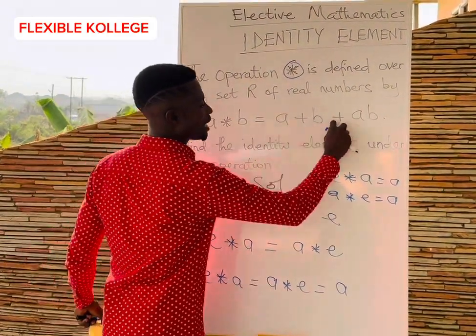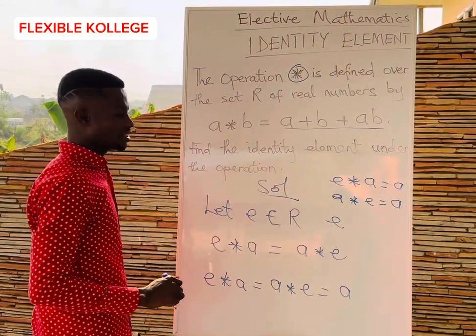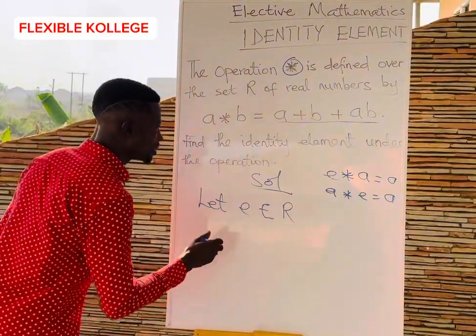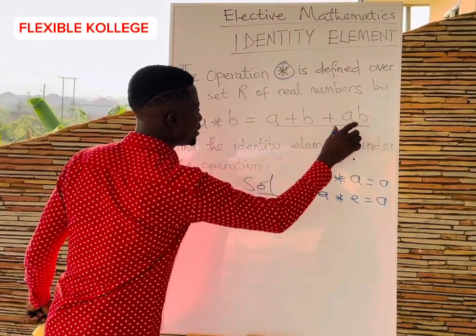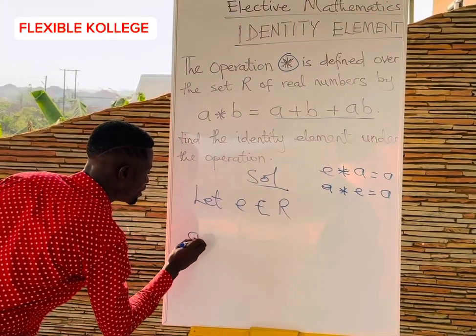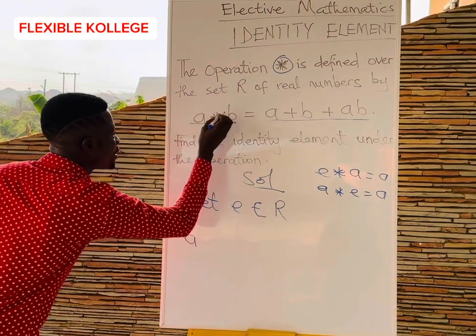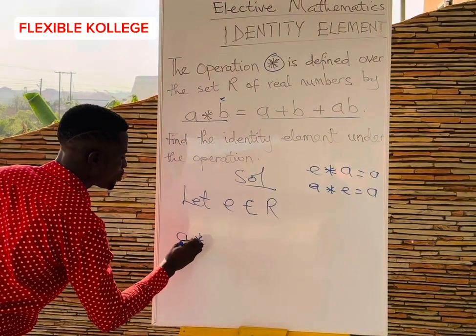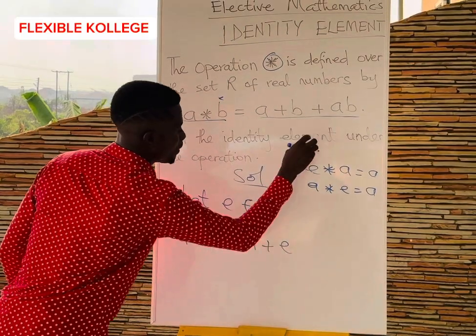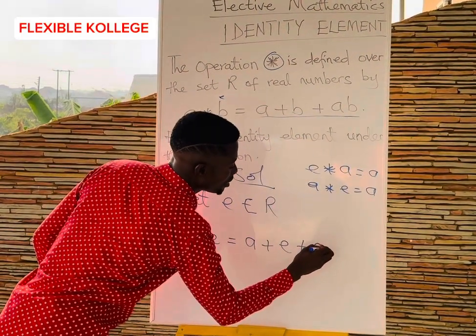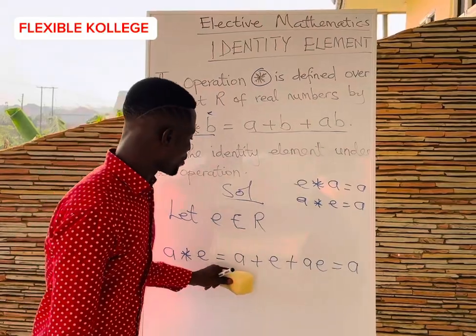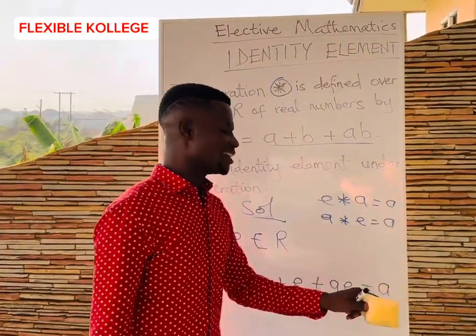So in this case, we look at the question, and we say if we are to find the identity element under that operation, A plus B plus AB, let's take the B as our E. And so therefore, we will have A operation E, let's represent it here by the E. So A operation E is equal to A plus E plus AE, and the result is A, because we are after the identity element.